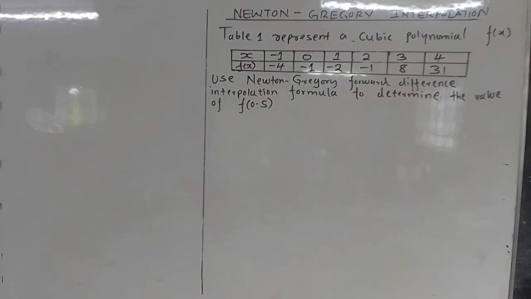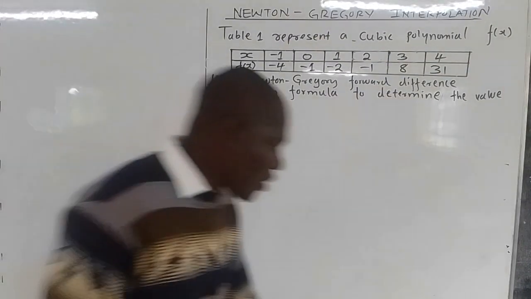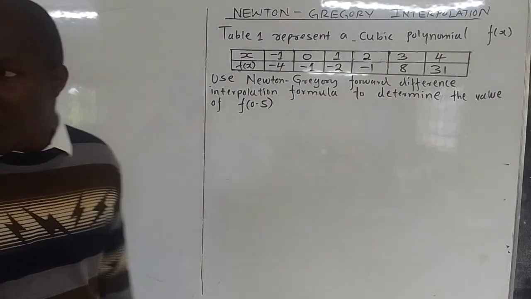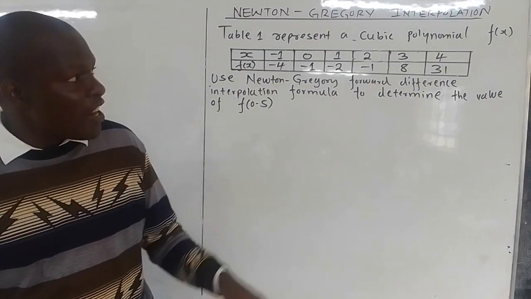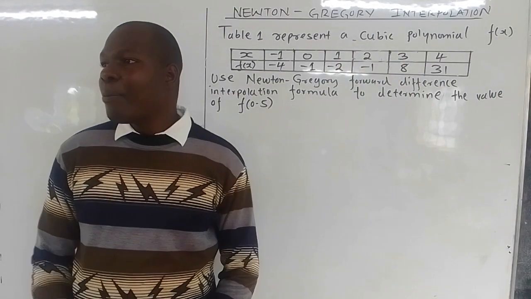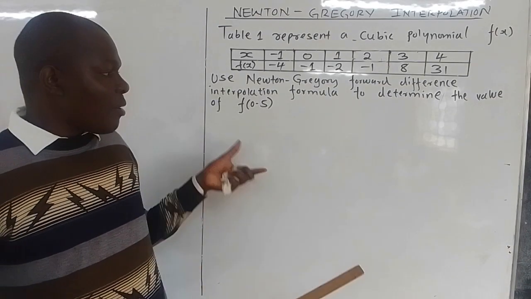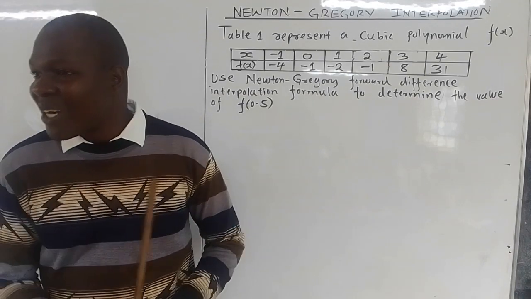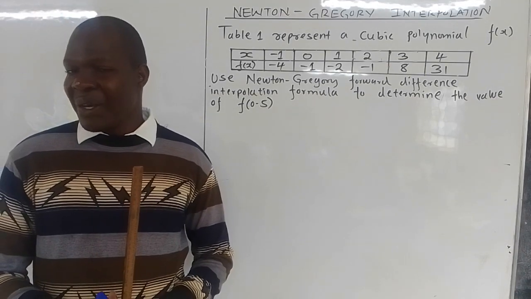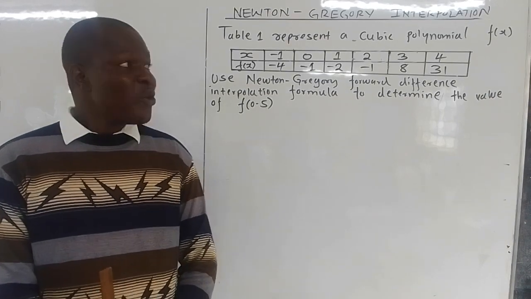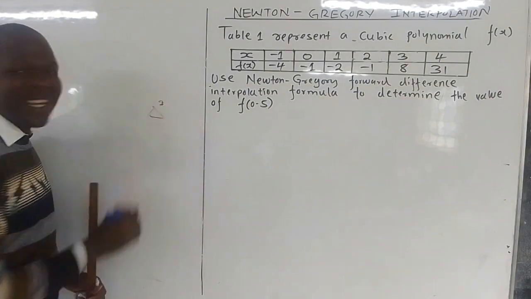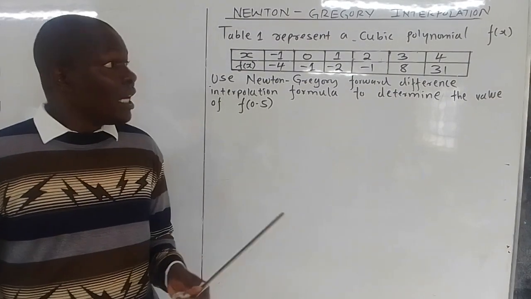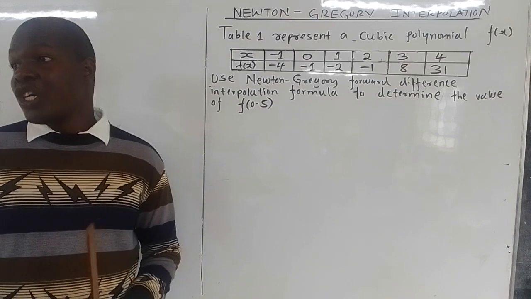Let us now see a first case on the Newton-Gregory's method. You've been told table 1 represents a cubic polynomial f of x. From that statement, the word cubic implies that when forming an interpolation polynomial, you reach where the highest power of x is 3, isn't it? Meaning you move up to where you have delta cubed. Are we together? Yes. Then you will have found that interpolation polynomial.